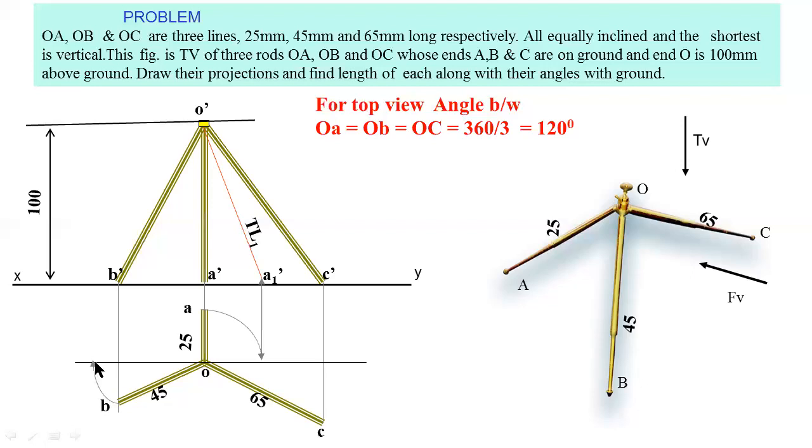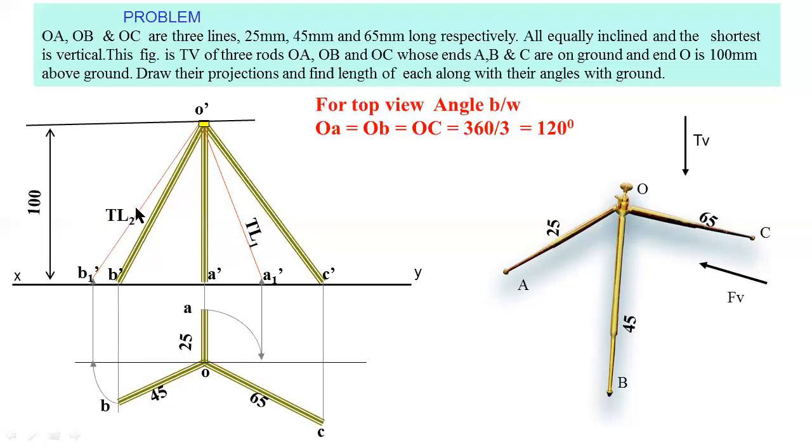Then you have to project a vertical line. You have to extend a vertical line in upward direction. This is the intersecting point, B1 dash. Now join the O dash and B1 dash points like this. This is the true length of the bar OB.